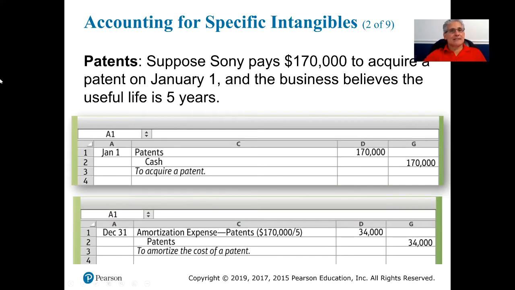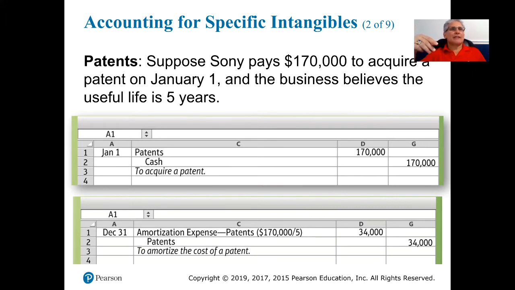But in some cases, as in the example here, suppose Sony pays $170,000 to acquire a patent on January 1st. In other words, Sony didn't create the patent, they're acquiring it. Somebody else made it, maybe an individual or another company, and they're just buying the patent. They acquired it on January 1st, and the business believes that the useful life is going to be 5 years. Even though patents have a 20-year life, its useful life could be a lot less.